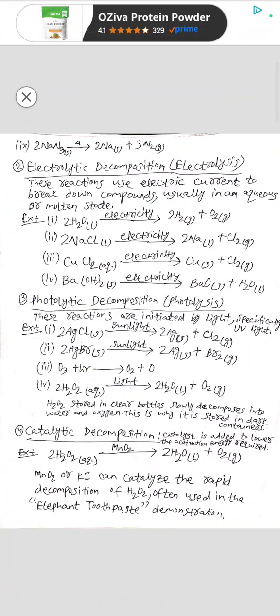Here manganese dioxide, MnO2, or KI, potassium iodide, can catalyze the rapid decomposition of hydrogen peroxide, often used in the elephant toothpaste demonstration. This is a very interesting chemical reaction which you can perform in the laboratory. So these are the types of decomposition reactions.